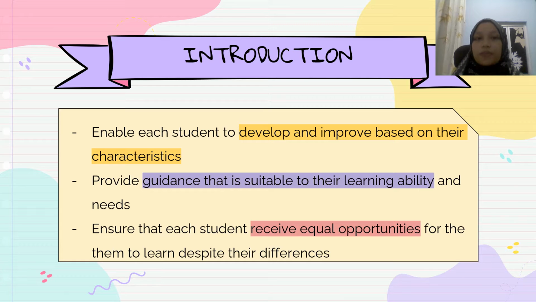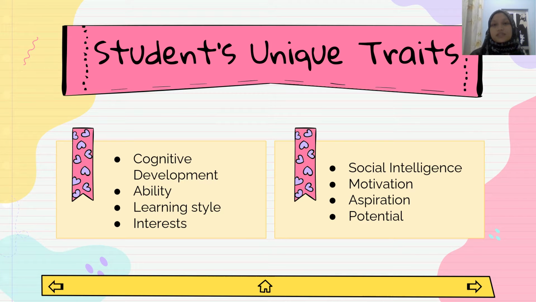So as we know, students have different abilities. Therefore, as a teacher, we need to come up with different approaches that suit their characteristics in order to make them have the opportunities to learn like everyone in the classroom. And it is also to ensure that each student receives equal opportunities to learn despite their differences. These are some of the students' unique traits.